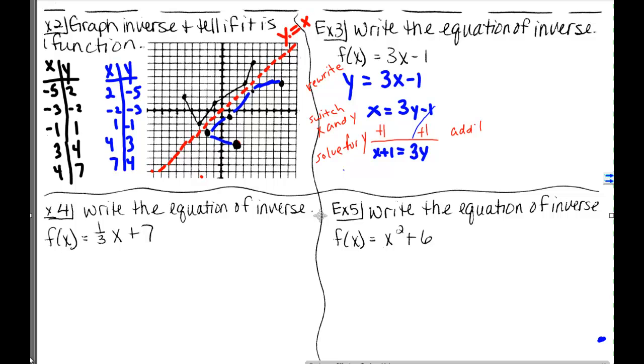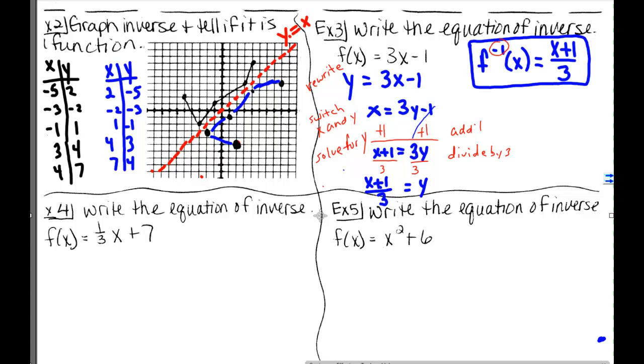Solve for y. If we add 1 to both sides, I have x plus 1 equals 3y. Then we divide by 3. That leaves me with x plus 1 divided by 3 equals y. We're done. We just need to rewrite this equation. F inverse of x equals x plus 1 divided by 3. Notice we write the inverse with a little -1. That's how we denote it.